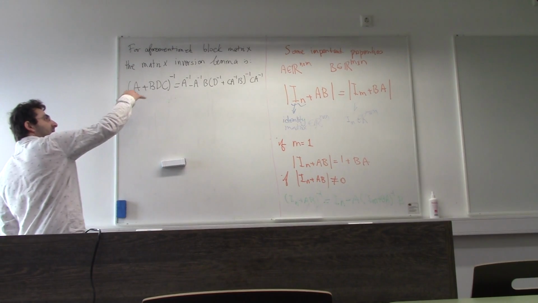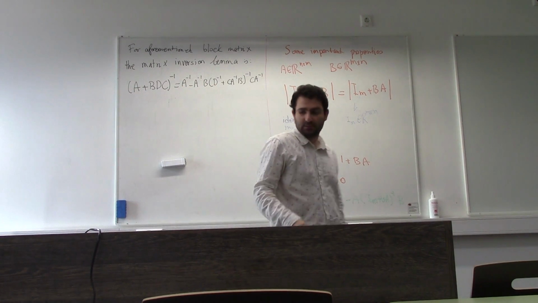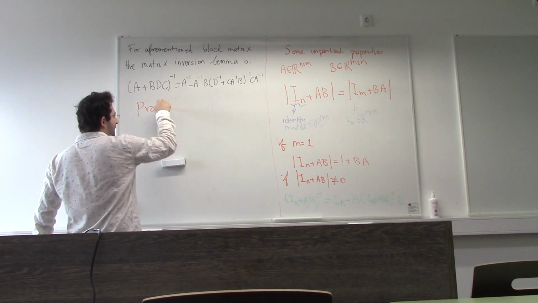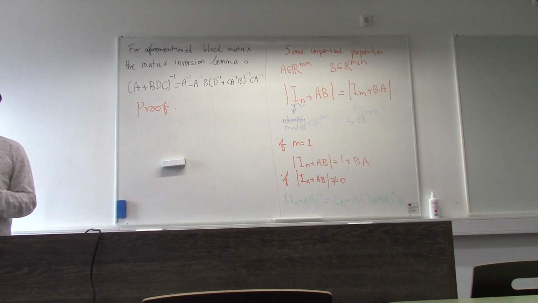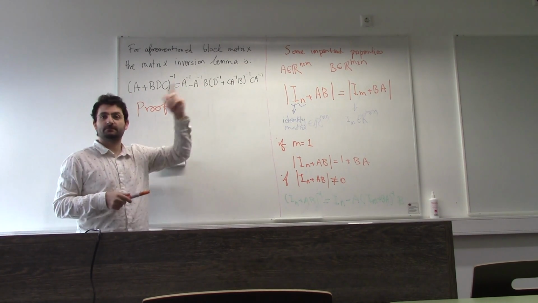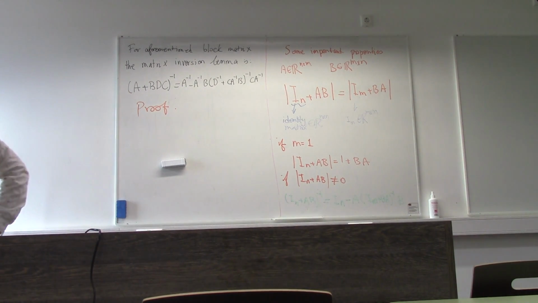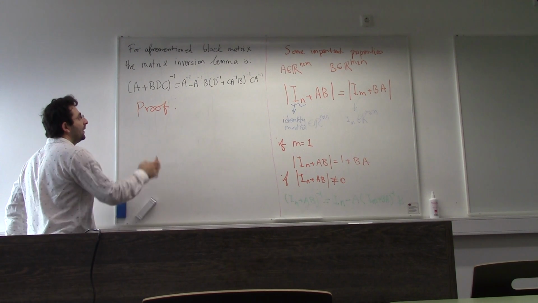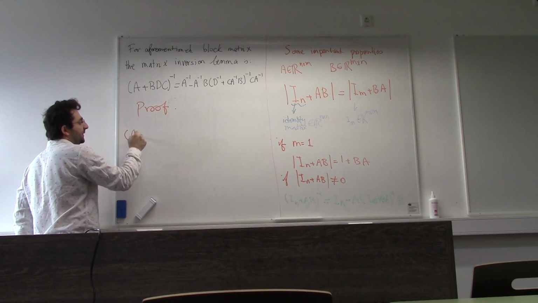It says that the inverse of this matrix is this. Prove it. How do you prove the inverse of this is this? Do you know any easy method? Multiply them. Well, I multiply both sides by this term.